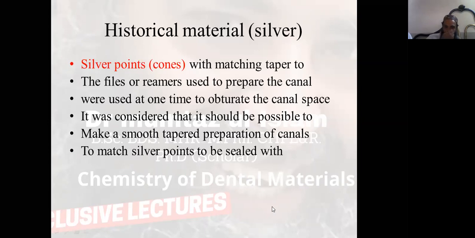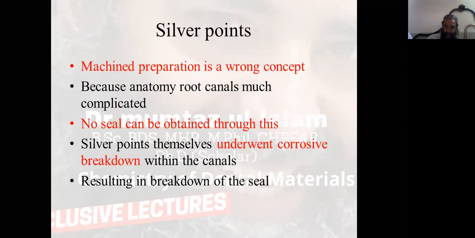It was considered that it should be possible to make a smooth tapered preparation of canals to match the silver point to be sealed with. Machine preparation is a wrong concept because the anatomy of the root canals is much more complicated. No seal can be obtained through this. Again, the silver points themselves underwent corrosive breakdown within the canals, which resulted in the breakdown of the seal.